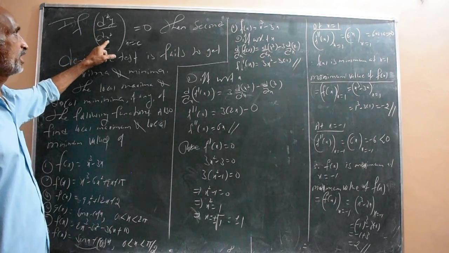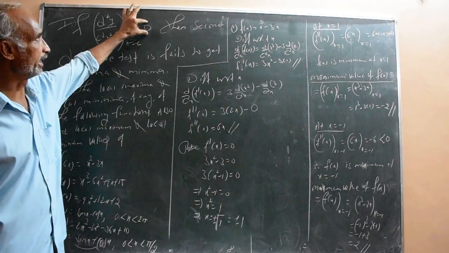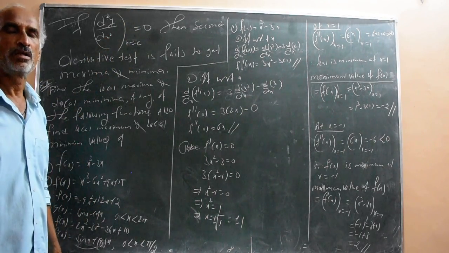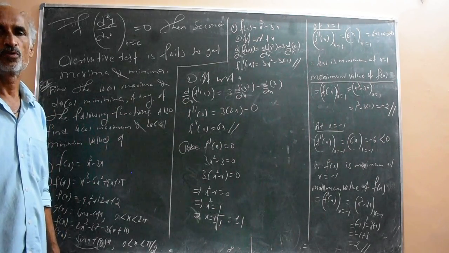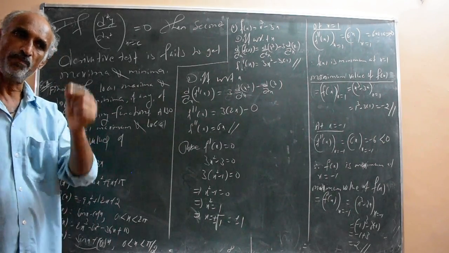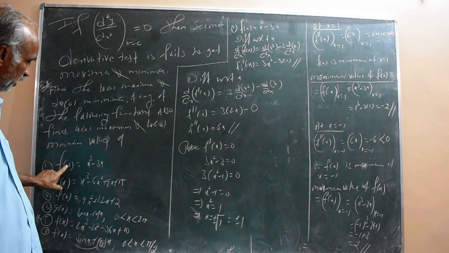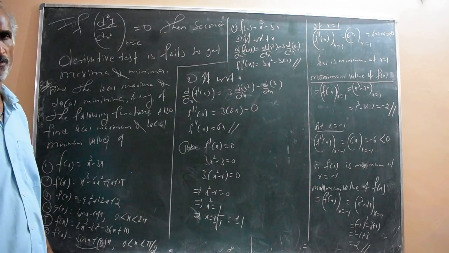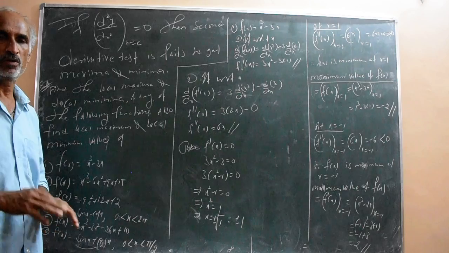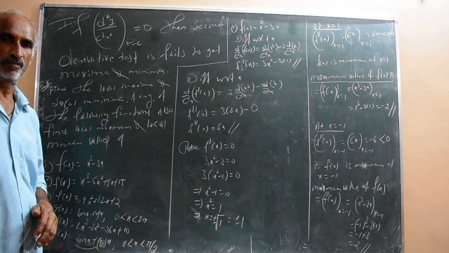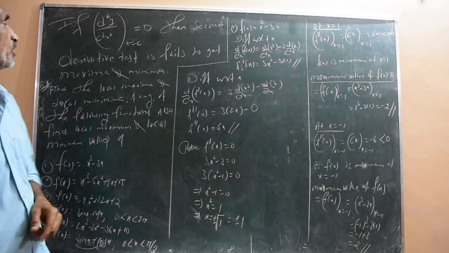If d square y by dx square at x is equal to c is negative, then f of x is maximum at x is equal to c, and x is equal to c is called the point of maximum, and the maximum value of the function is obtained by taking x is equal to c in the original f of x equation. Okay, function is maximum and function is minimum. Therefore, the maximum value or minimum value of the function is obtained by taking x is equal to c in the original function f of x.